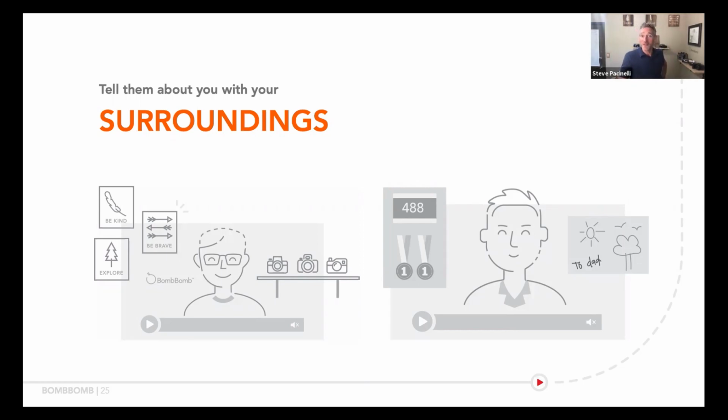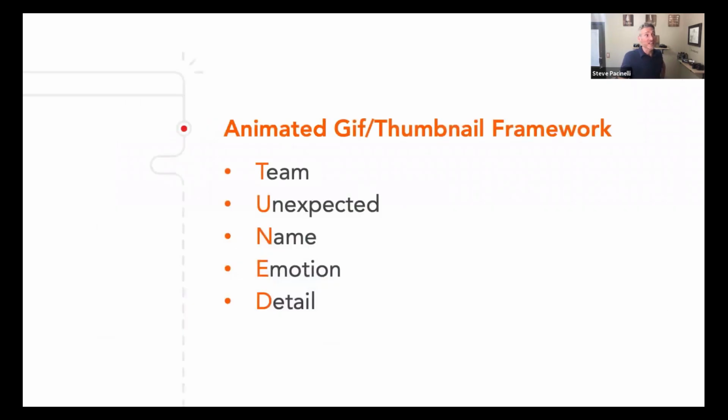So I know that was a lot of information in that segment, but if you're looking for an easy way to remember it, is your email tuned for attention? And tuned being team, unexpected, name plus, that would be the name plus, emotion, or detail. Those are the 5 ways. Are you telling a story with the thumbnail?